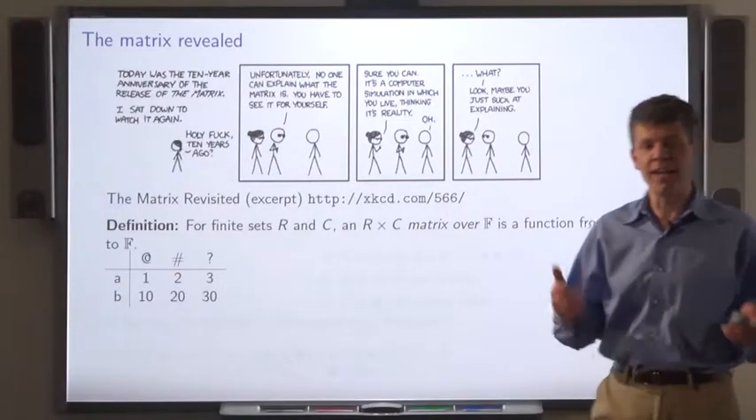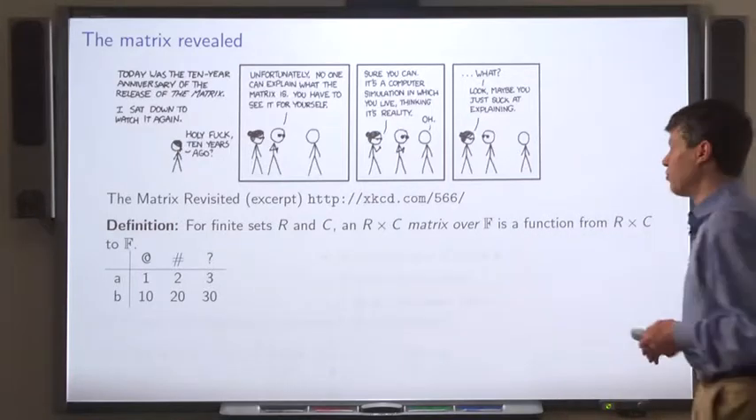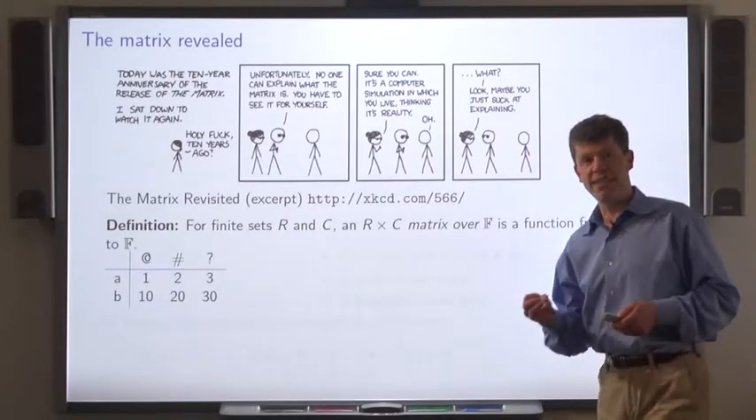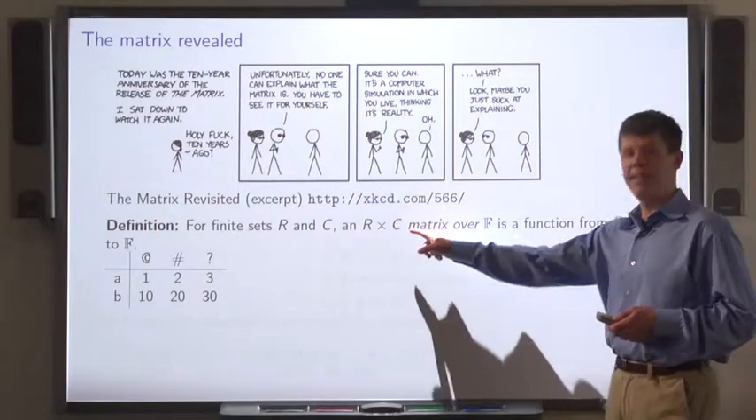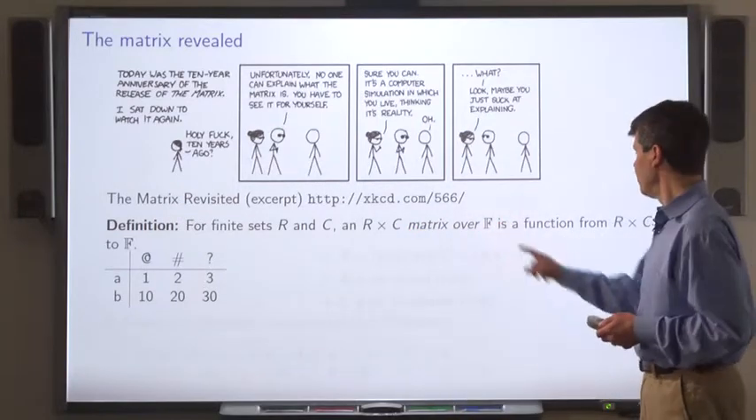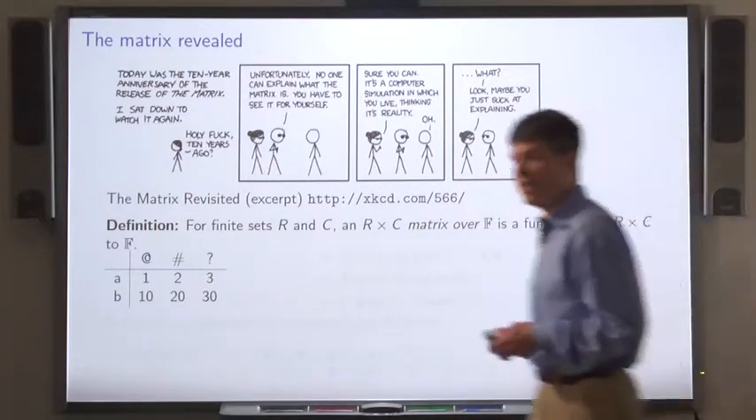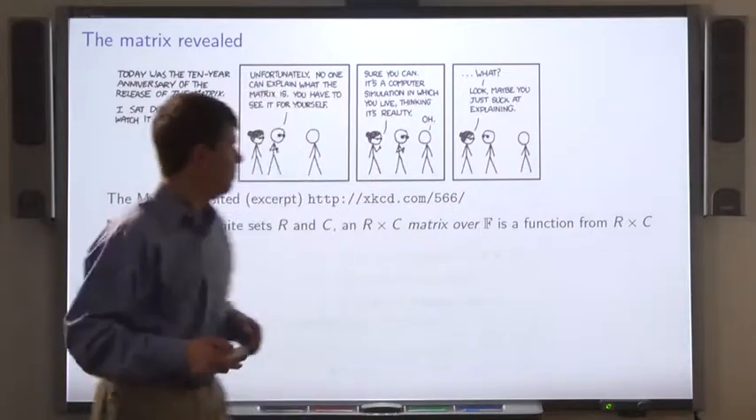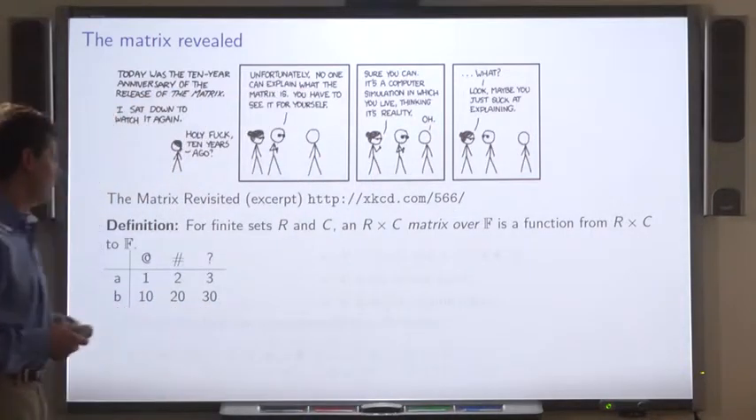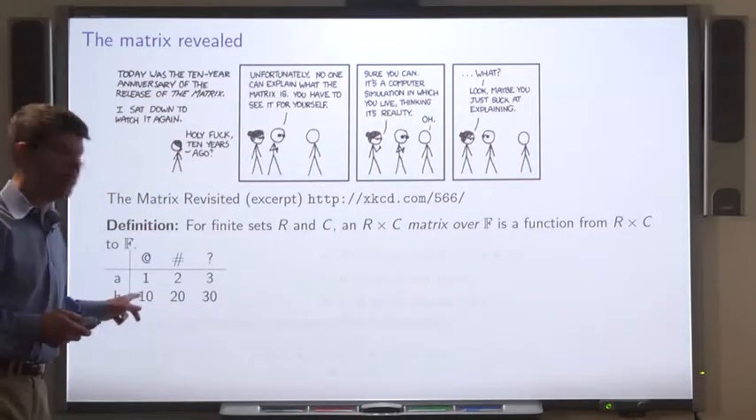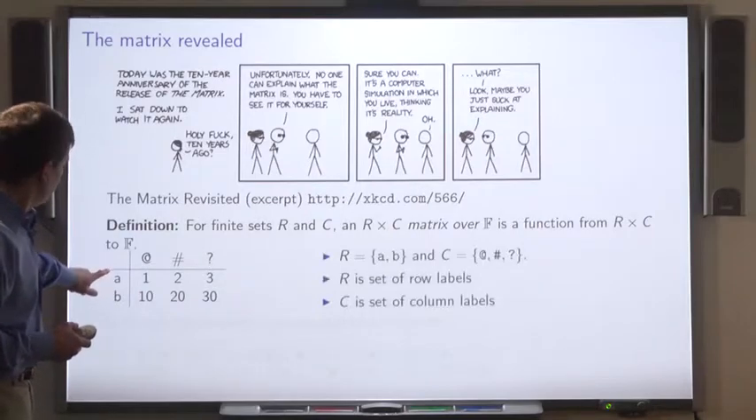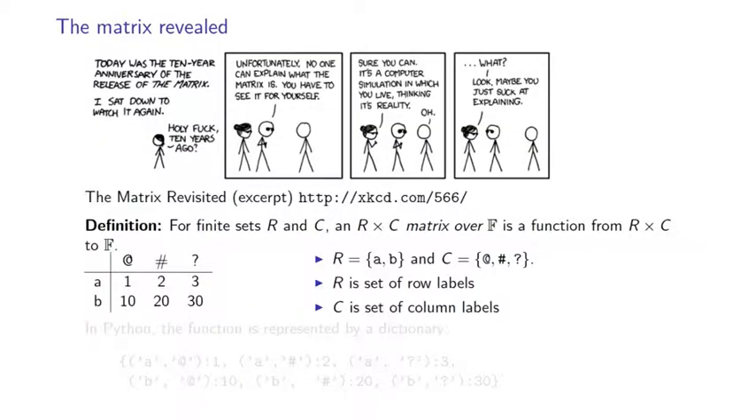I'm going to take a slightly different approach to matrices. For finite sets R and C, an R by C matrix over a field F is a function from the Cartesian product of R by C to the field F. So here's an example. A and B are row labels, and @, sharp, and question mark are column labels.